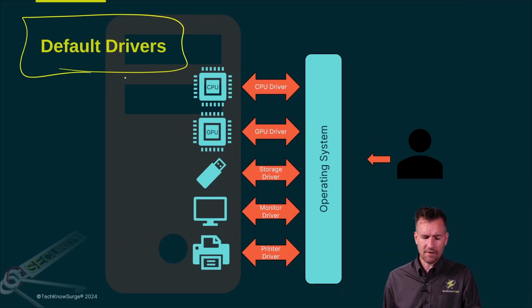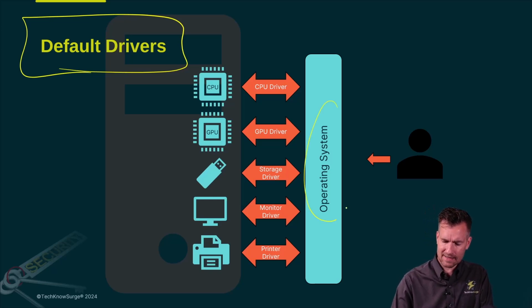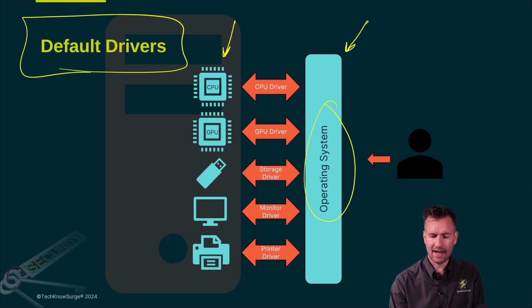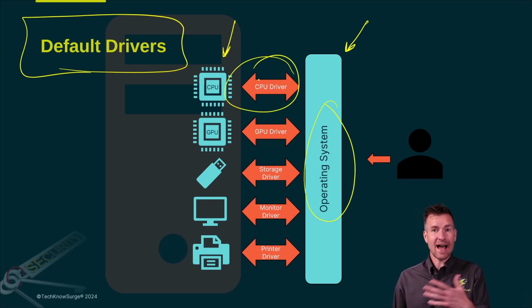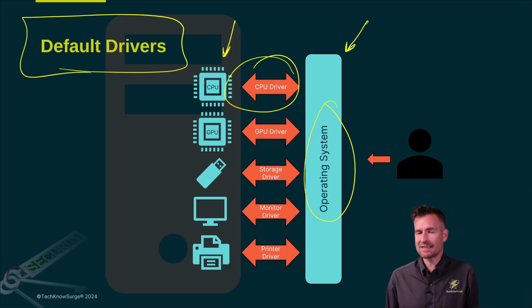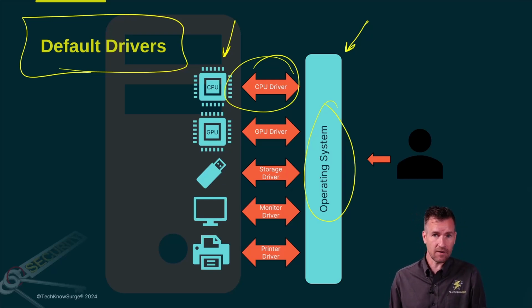Now, one thing is there are also default drivers. The default drivers are so that the operating system initially knows how to talk to these devices. That is, when we're first installing and setting up a computer, we're going to install an operating system. But how do you even get to the point where you install a driver if the operating system can't interact with the CPU? So what happens is we install some sort of default driver.